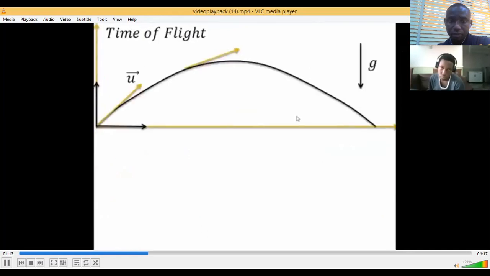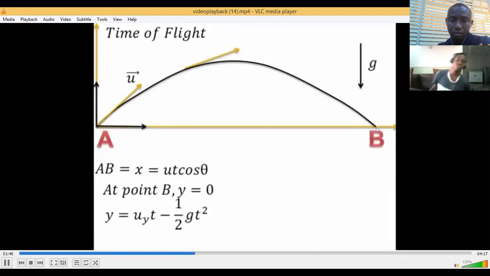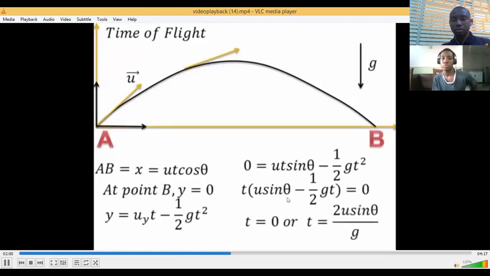For the first one, time of flight, going from point A to point B, AB will be equals to x, that will be equals to u t cos theta. U cos theta will be the component along x-axis and t is the time taken. But at point B, y will be equals to 0. At this point, there is no y component, hence substituting the expression for y and simplifying it. Now, we take out t common, so in the bracket we have u sine theta minus half g t equals 0. It simply means that either t equals 0 or t equals 2u sine theta over g.